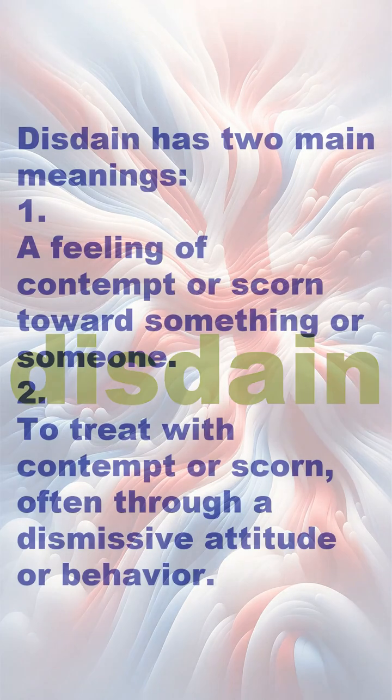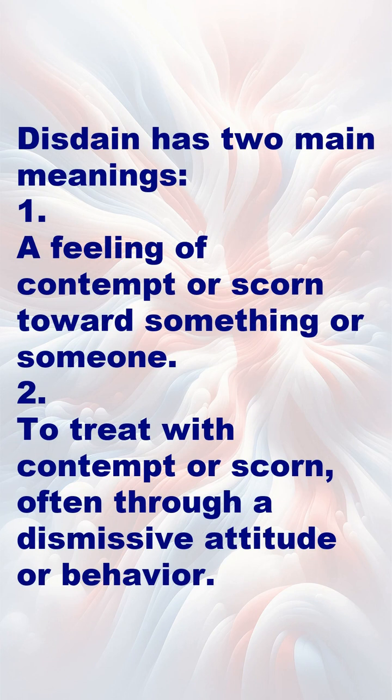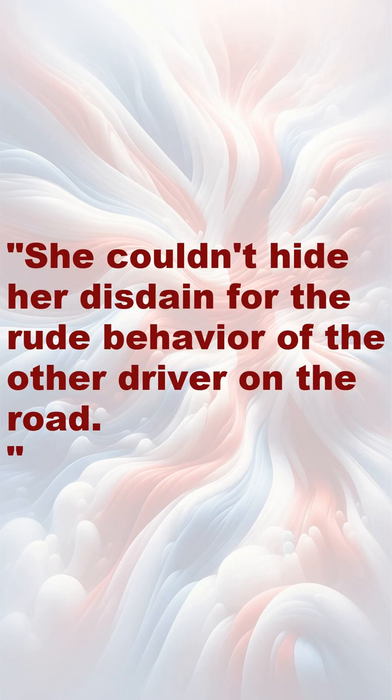Disdain. Disdain has two main meanings. 1. A feeling of contempt or scorn towards something or someone. 2. To treat with contempt or scorn, often through a dismissive attitude or behavior. She couldn't hide her disdain for the rude behavior of the other driver on the road.